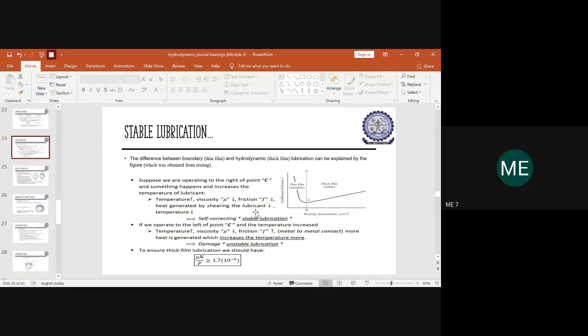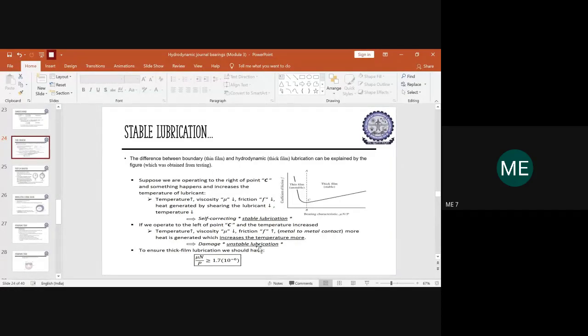Shearing happens in the lubricant because you might have one surface which is moving, sliding or rolling, and the other surface might be stationary. Due to that, a small amount of shearing comes into the picture. So even though the shearing comes down and the temperature comes down, it will be stable and correct itself because you have a thick film, and hence it is called stable lubrication.